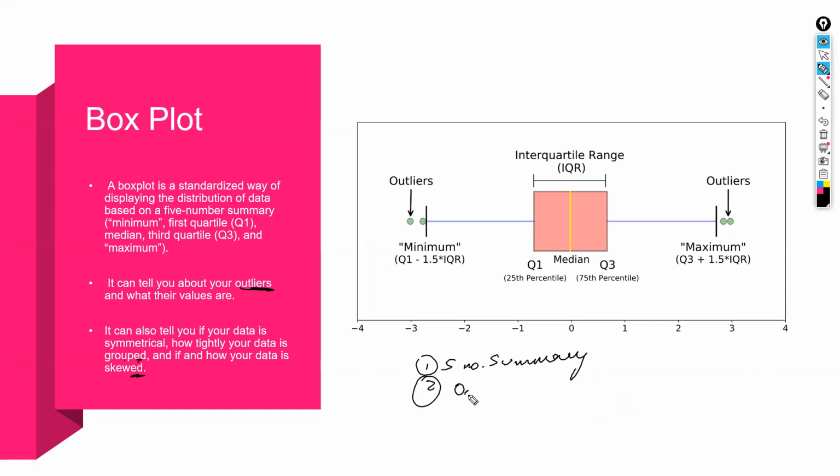Second one, it shows us the outliers. Third one, it's showing us if our data is symmetrical or grouped or skewed. How is it? So yes, I hope now you have understood why we are even doing this. But do you have some other questions also when looking at it?